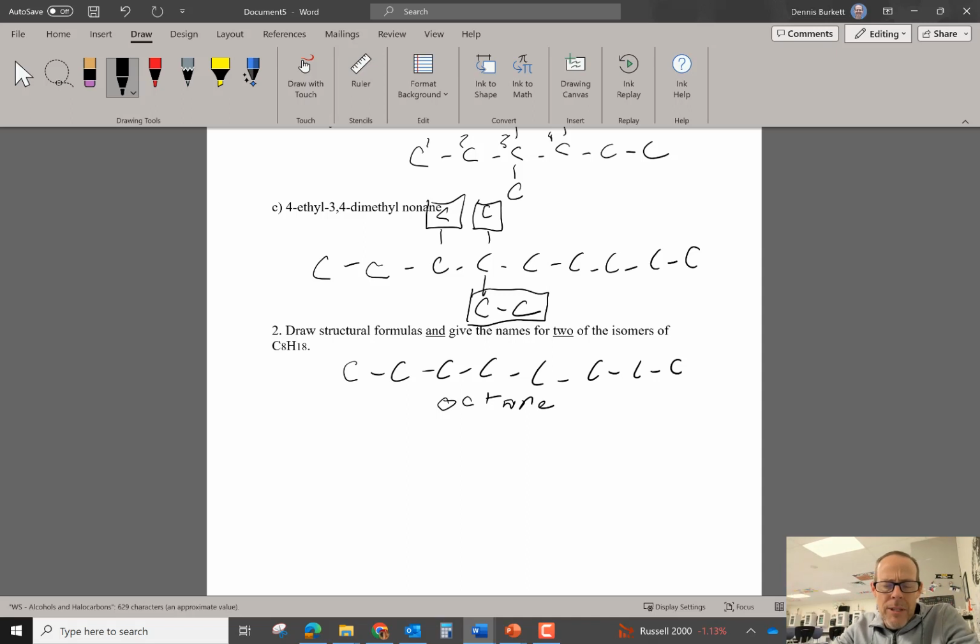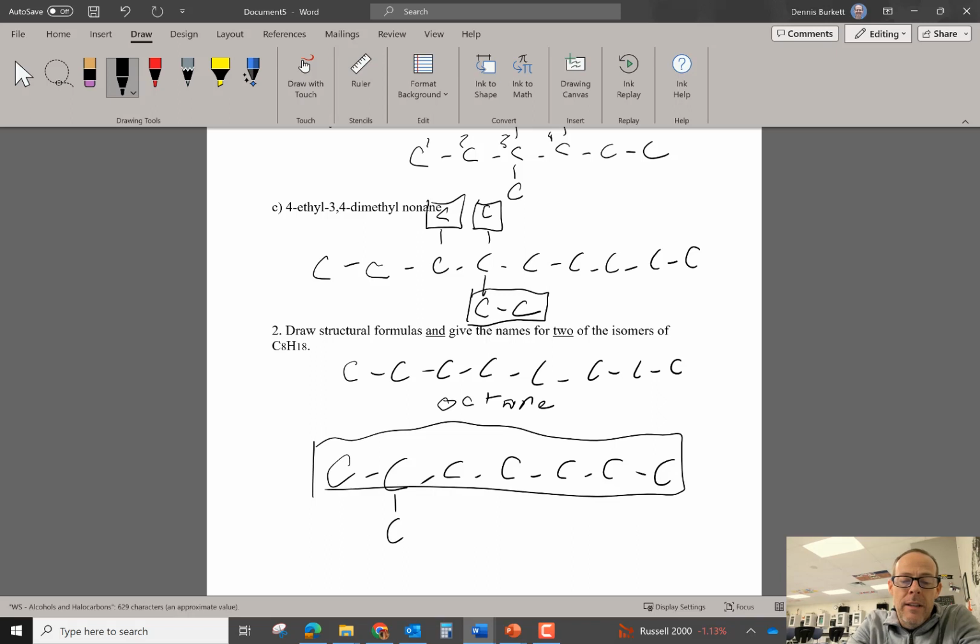It's hard to write with this pen, but anyways. All right, so it says draw 2 of them, all right? So 2 isomers of C8H18. So I'm going to take one off the end, just like we started with our notes, and I'm going to make it 7 long and put it somewhere in the middle, all right? So I'll put it there, okay? So I have a heptane, and I got a methyl group on it, so I've got a methyl heptane, and where is the methyl? It happens to be on the 2nd carbon, so 2-methyl heptane.